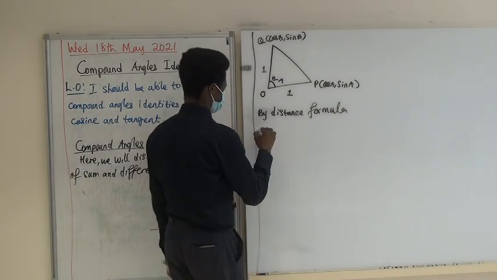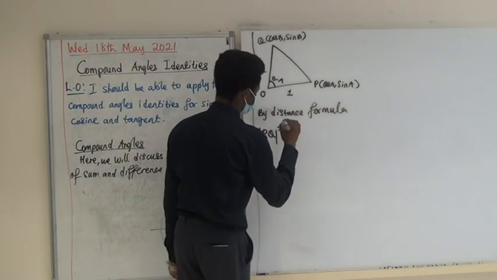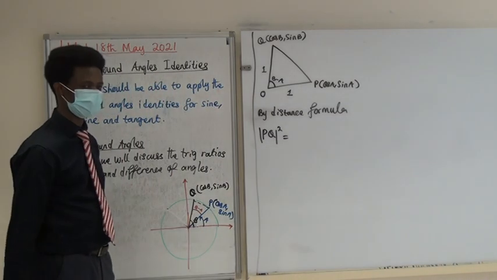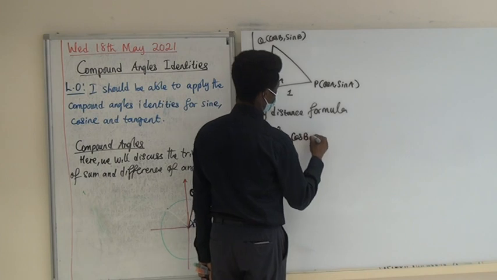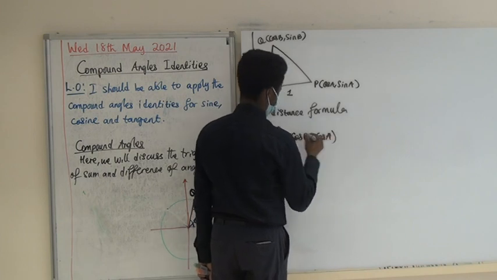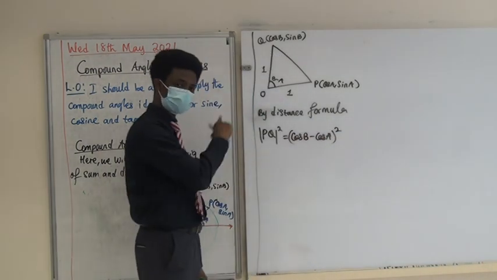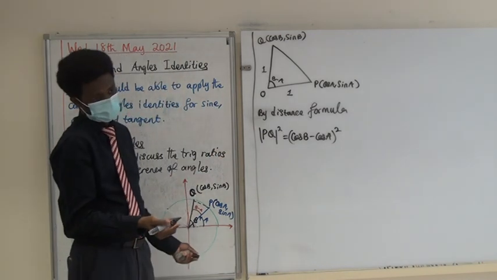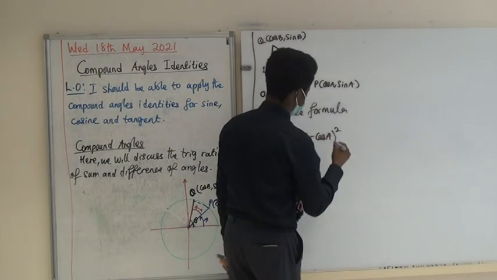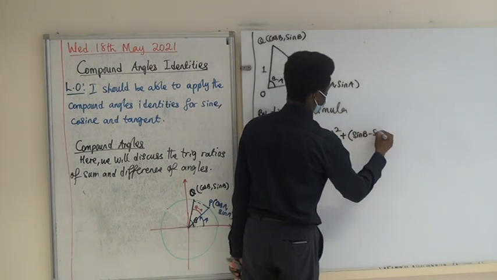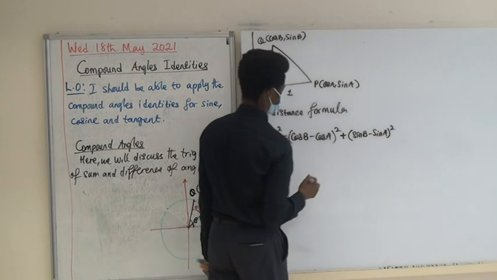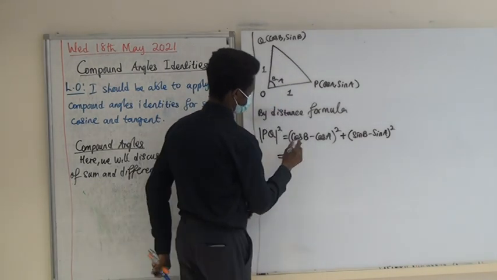So similarly, what is my PQ squared? Together: cos B minus cos A, all squared. It could have been cos A minus cos B all squared, but it doesn't matter because it's squared. Plus sine B minus sine A, all squared. So let's open the bracket together.